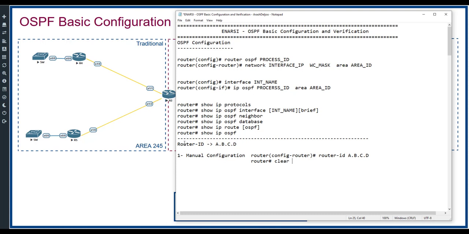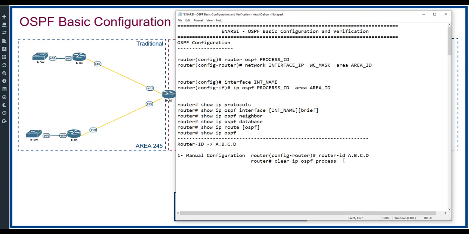Because we need to tear down the neighborship with other routers with the old router ID, and then we can establish new neighborship with the new router ID. Clear IP OSPF process is a command that you should use for clearing. It means, for example, shutting down the neighborship and enabling it again, and after that you will have the new router ID.